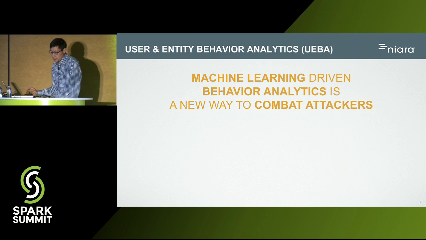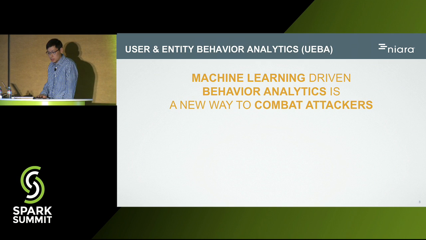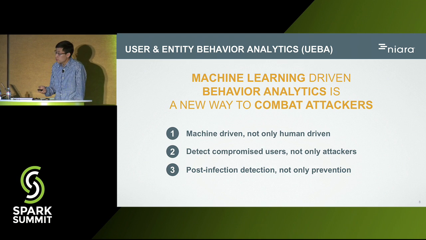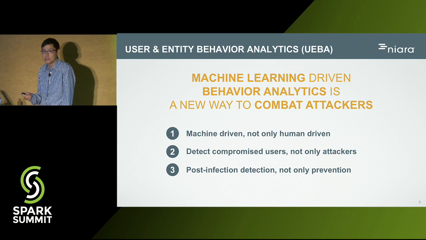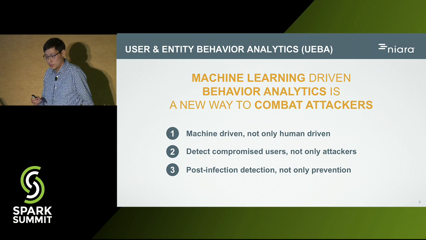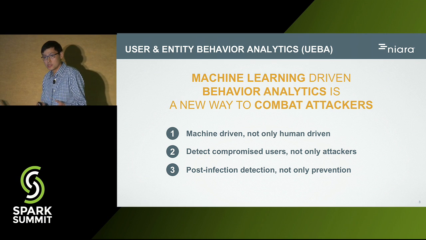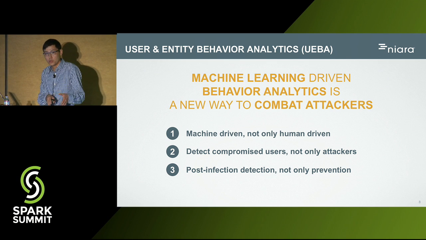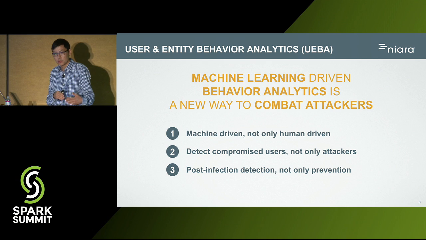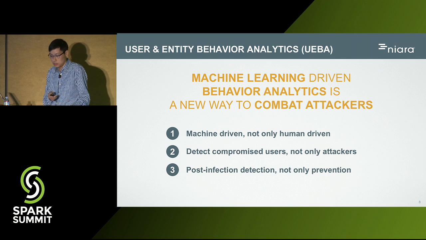So to sum up, there are 3 key points of the UEBA solution. First, it has to be driven by machine intelligence rather than human knowledge. Second, the focus of the detection should be not just the attacker from the outside, but also the compromised user and device from inside. And with this shift, we also moved away from pure prevention, trying to prevent the attackers from getting into the enterprise, to even post-infection detection.